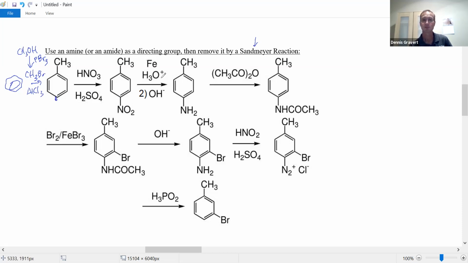We reduce, so you could use the tin chloride, the iron, or you could use hydrogen gas and palladium. This won't react with it. So any one of those three would have worked. Iron was used here to reduce the nitro group to aniline.